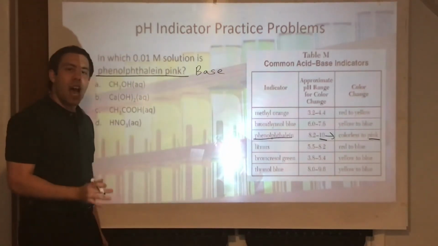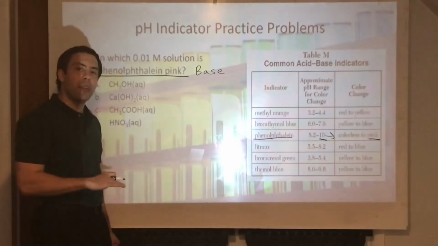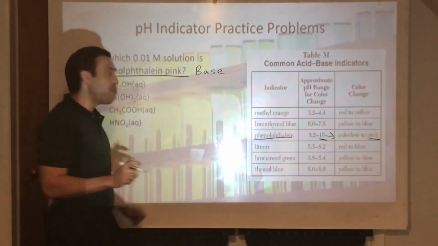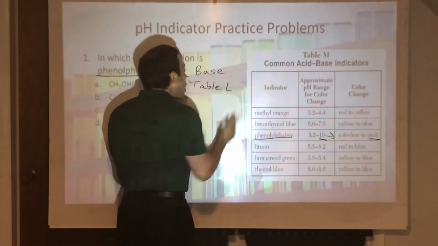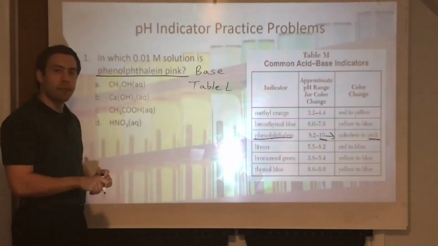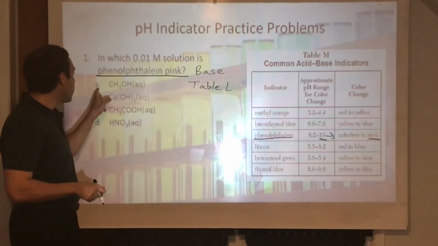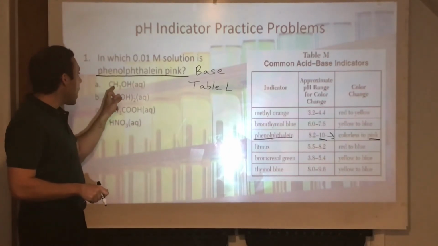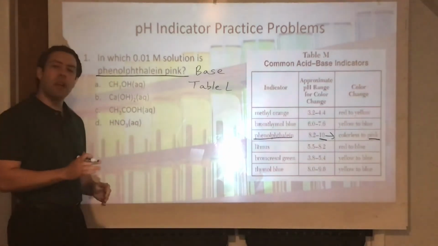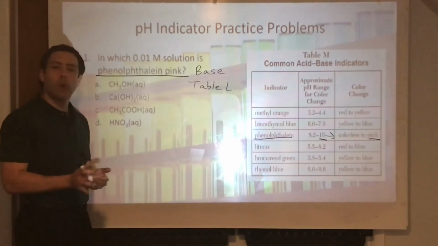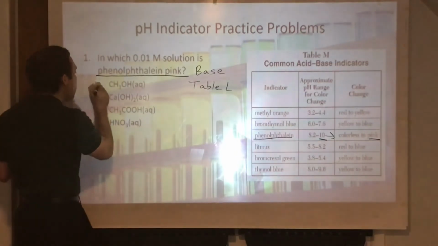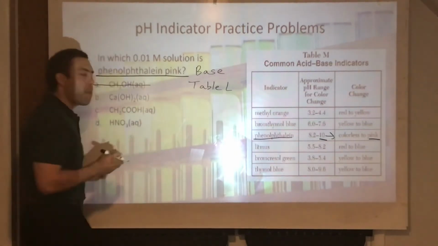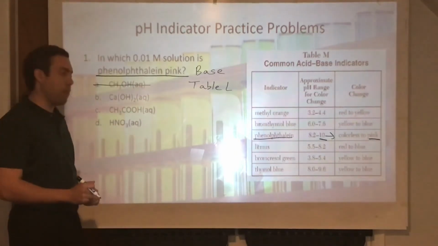In order to solve this problem, we're going to need Table K and Table L. More importantly is Table L, because we're looking for a base. If we go through the choices, letter A, CH3OH, you're not going to find on either Table K or Table L. It is not an acid or a base. It's actually methanol, which we will learn more about once we do organic chemistry.